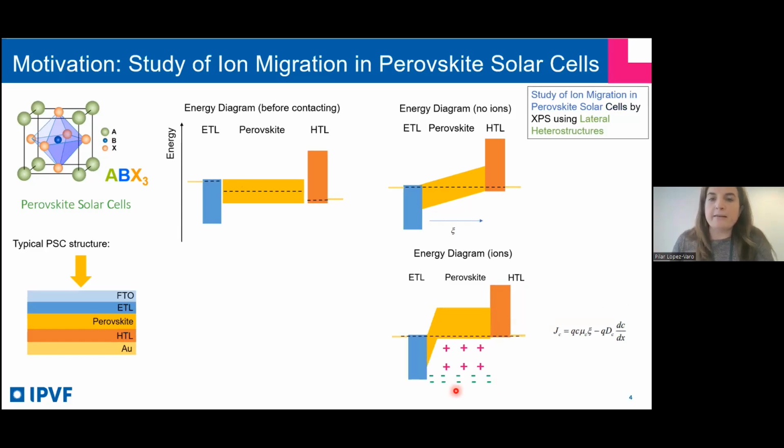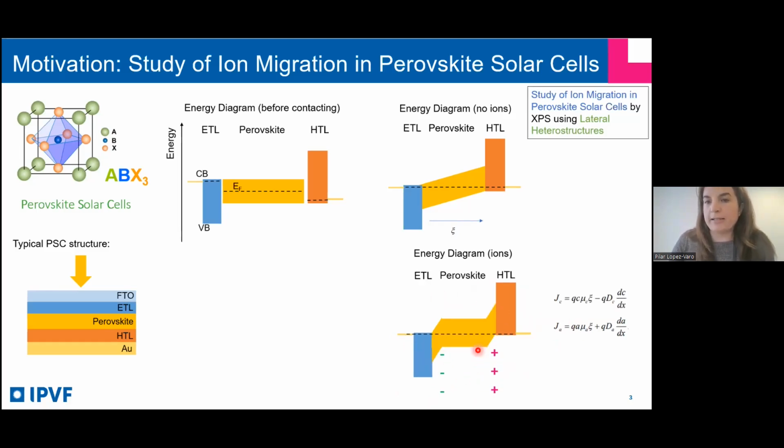And the point is, what happens if only one of them migrates? So imagine that only the positive species, the cations, are migrating. So the picture that we have now is this one. The energy diagram band bending is completely different to the previous one, and the efficiency of this device is not going to be the same as this one.